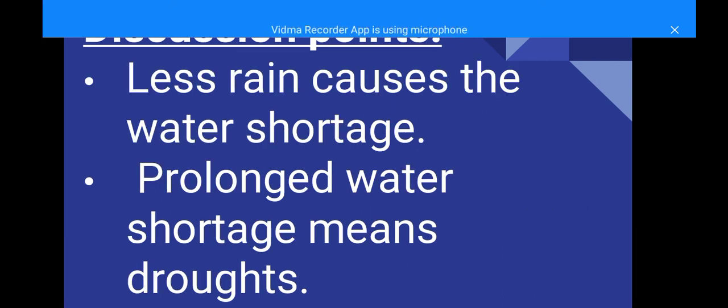The next point is that less rain causes water shortage. We have discussed and read this in detail in the previous lesson: when there are no rains, we can face water shortage. The next point is that prolonged water shortage means droughts. If there is no rain for a long period and we face water shortage for a very long time, there will be a drought, and even every kind of life will be impossible in that area.